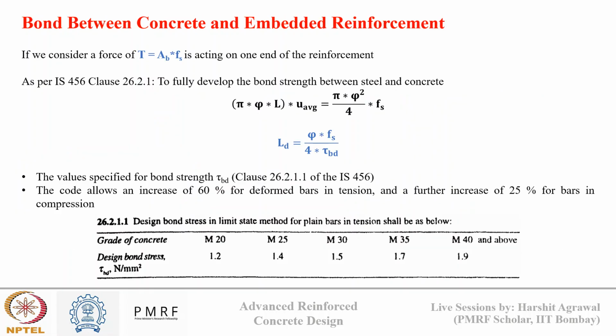And finally, we discussed bond between embedded steel reinforcement and concrete. Here, for ensuring that slip of rebar doesn't occur and full bond strength is developed, we need to provide a certain development length. And for determining the development length, we saw this formula based on IS 456, which says that LD is equal to sigma phi times Fs upon 4 tau BD. Phi is the diameter, Fs is the stress in steel, and tau BD is the bond strength between steel and concrete, which we can get from this table, which is given in IS code. Okay, so this was all from last week's discussion.